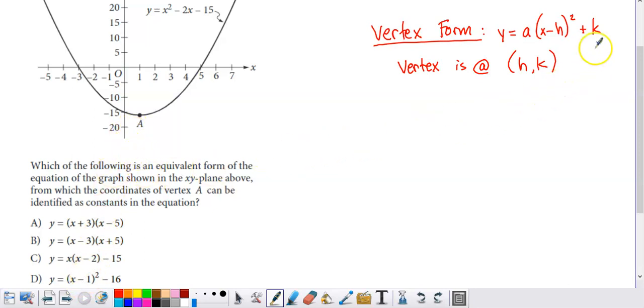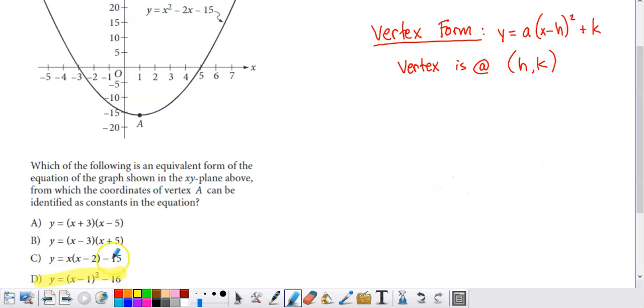And then the k value here, that is the y coordinate of the vertex. So it definitely looks like we're a little bit below this -15 mark. So it seems like -16 is reasonable. Based on the arguments that we've just made, hopefully you realize why the answer is going to be D.